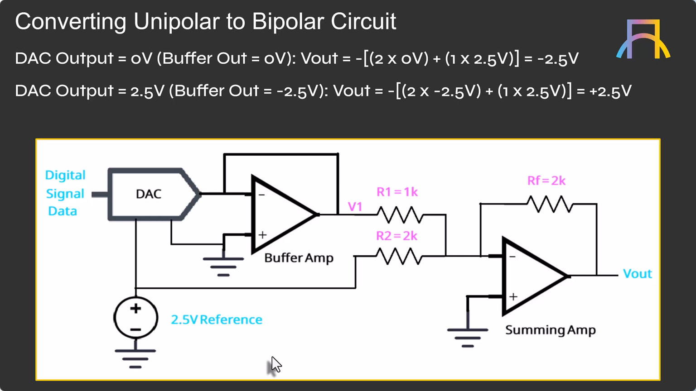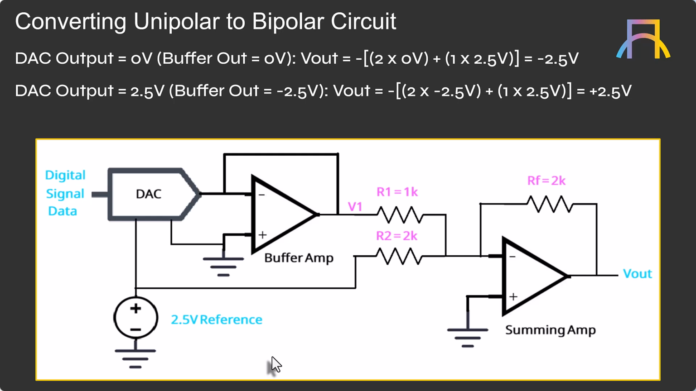Now let's look at the other extreme output of the unipolar DAC, and that's 2.5 volts. We started with 0 volts, now we're looking at 2.5 volts. We're entering some digital code of FFFF, right? All ones. Our buffer output is going to be -2.5 volts because it's inverting. So then we can go back to our equation. We get 2 times -2.5 volts plus 1 times 2.5 volts. So -5 volts plus 2.5 volts is -2.5 volts. But then we have to multiply it by a -1 because it's an inverting configuration. So we get plus 2.5 volts.